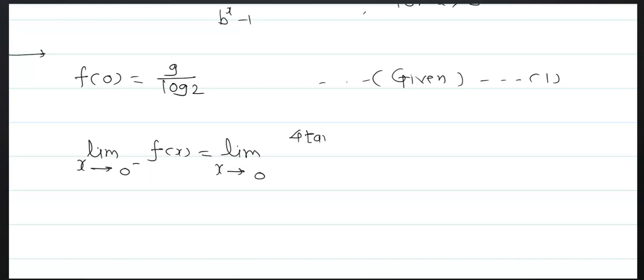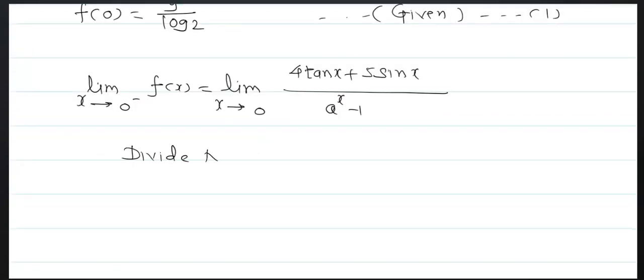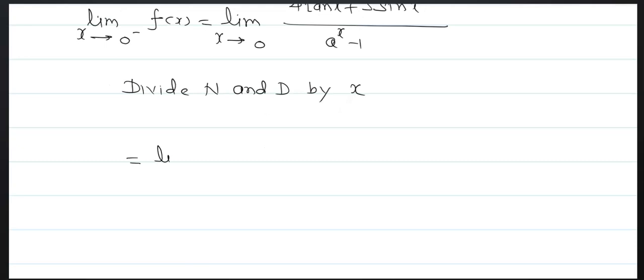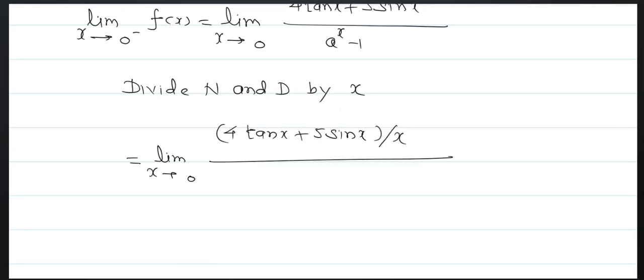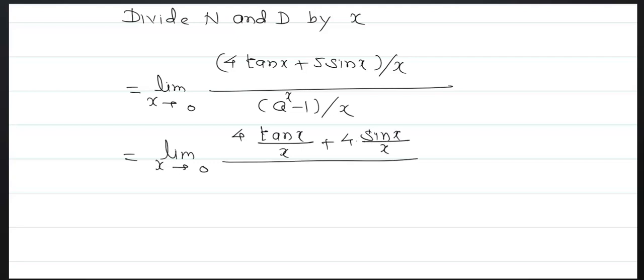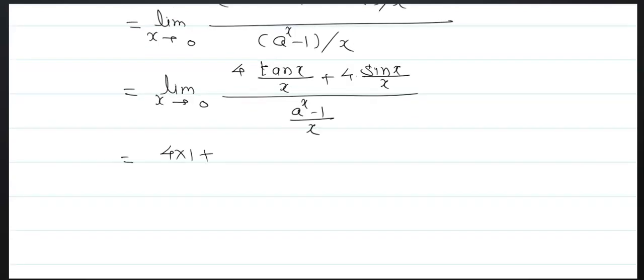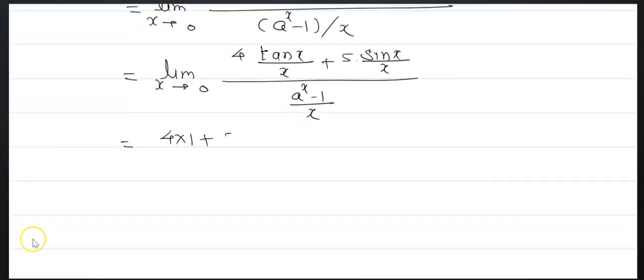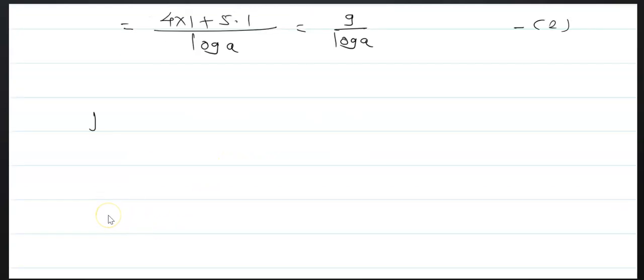For the left hand side, we take the function f of x is equal to 4 tan x plus 5 sin x upon a raised to x minus 1. Divide numerator and denominator by x. Therefore 4 tan x plus 5 sin x upon x, a raised to x minus 1 upon x. Limit x tends to 0: 4 tan of x upon x plus 5 sin of x upon x, a raised to x minus 1 upon x. The value of this limit: tan of x upon x is 1, so 1 into 4, 5 into 1, upon log of a, that is 9 upon log of a. This is the first one.